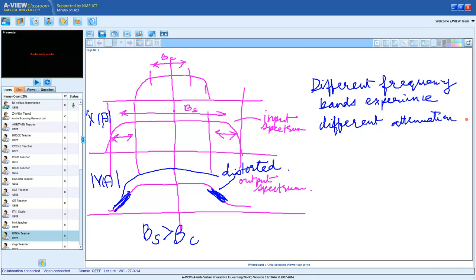What is the meaning of saying the spectrum is distorted? If all the frequency bands have the same attenuation or amplification, then there is no distortion. There is distortion because some frequency bands are amplified while other frequency bands are attenuated. That is the meaning of distortion: in different frequency bands there are different levels of amplification or attenuation. Therefore, since the different frequency bands experience different attenuation, this is also known as frequency selective fading.